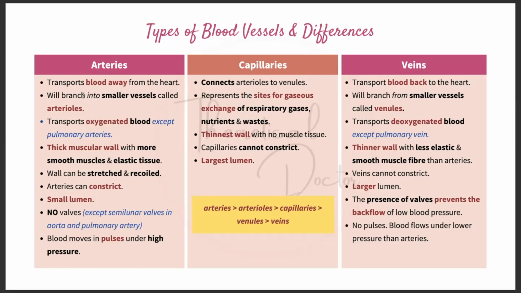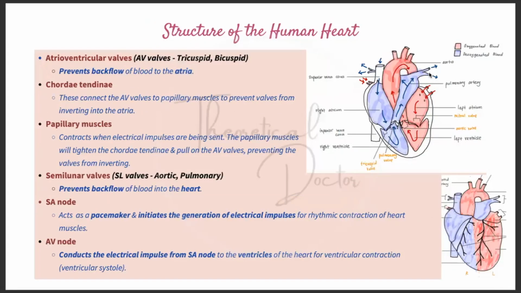They're smaller versions of arteries basically, and the function is to transport oxygenated blood except pulmonary arteries, because if you remember, pulmonary arteries, right, you see blue, it refers to deoxygenated blood, but because it is transporting blood away from the heart, that's why it's pulmonary artery.